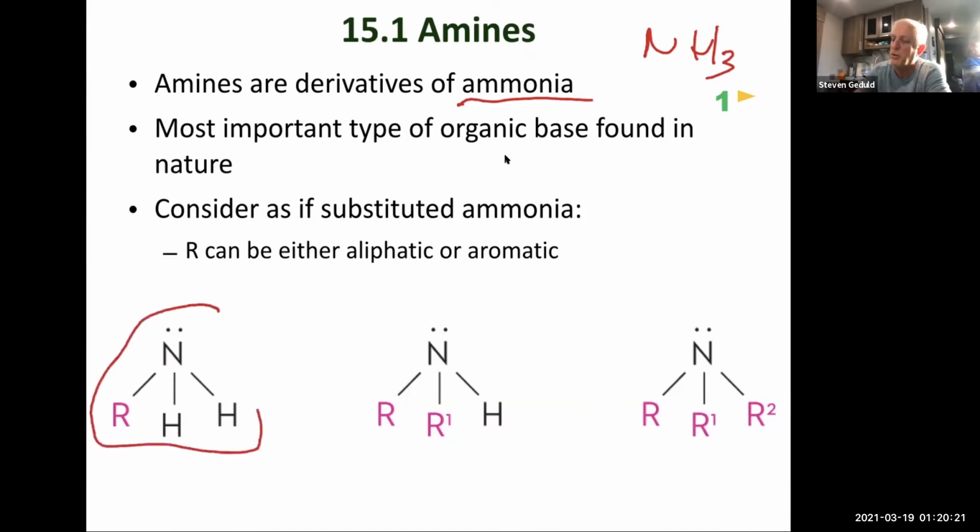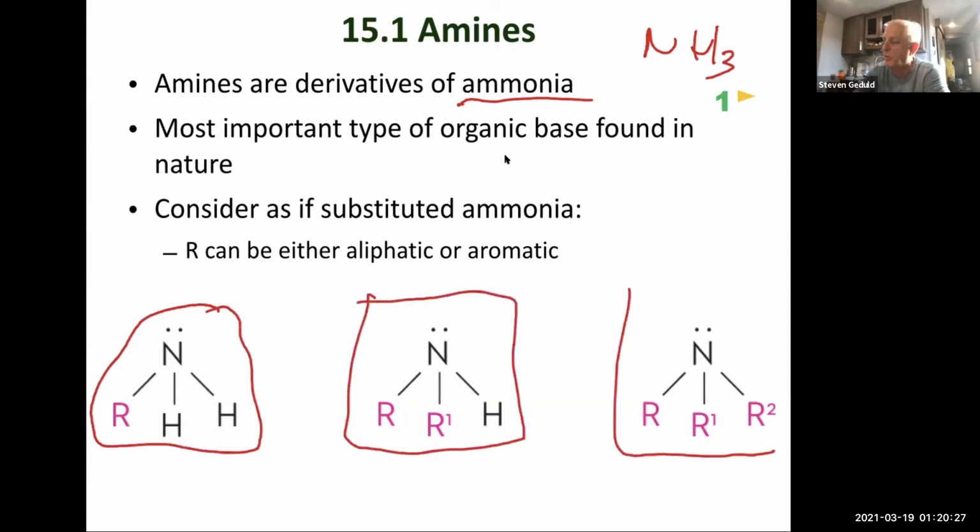We substitute 1 R group for a hydrogen, or we can substitute 2 R groups, or we can substitute 3 R groups. And they're different types of amines. The R can be either aliphatic or aromatic. Aliphatic just means it's a carbon chain. Aromatic means it's a benzene ring, which can be substituted as a phenyl group.